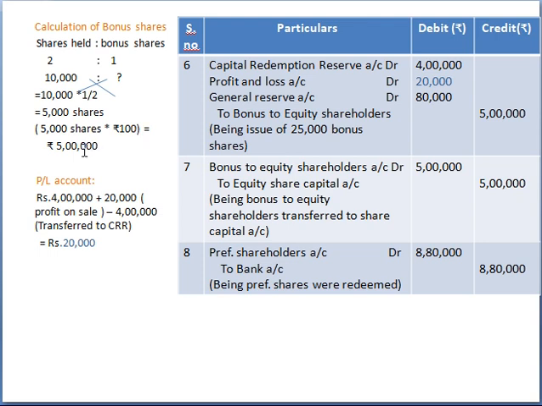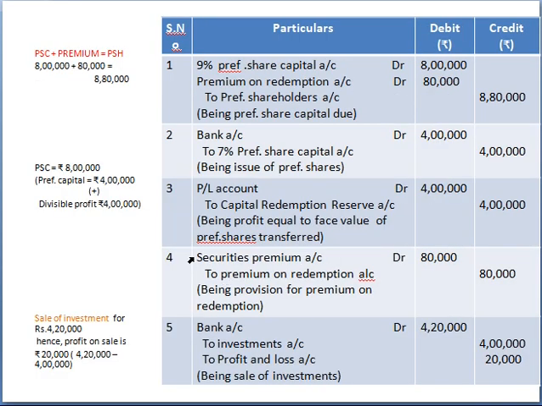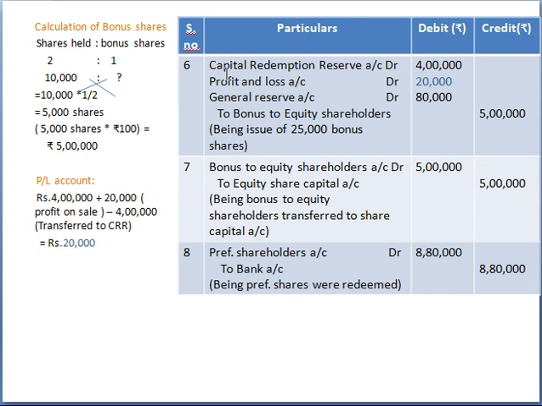Now, as we already discussed, the bonus shares are issued out of 2 sources. One is CRR and the second is the divisible profit. The company has the CRR right now. How much is the CRR? CRR we have now is 4 lakhs rupees. So this amount will be used for the bonus shares. So capital redemption reserve account debit 4 lakhs.